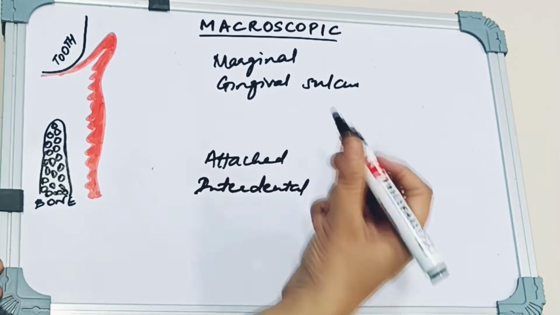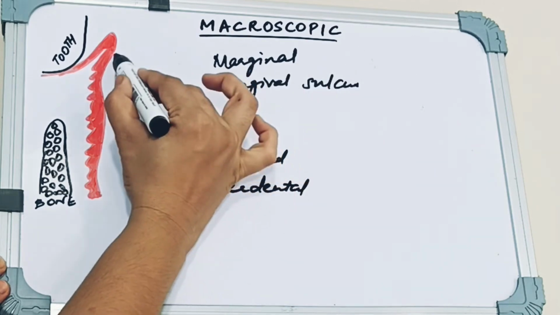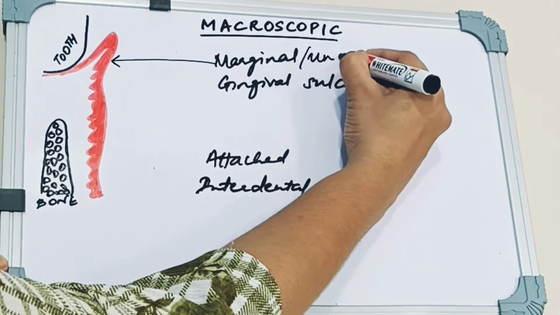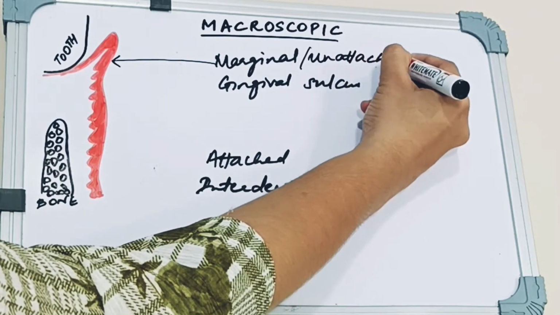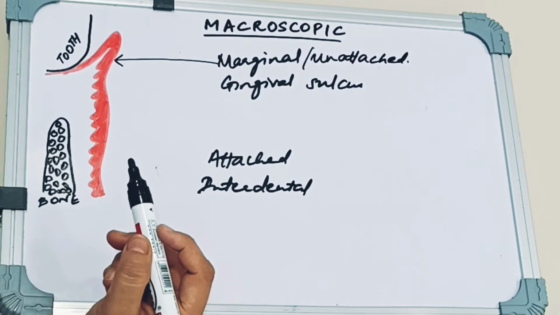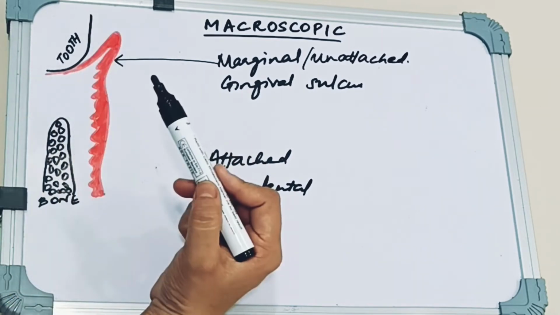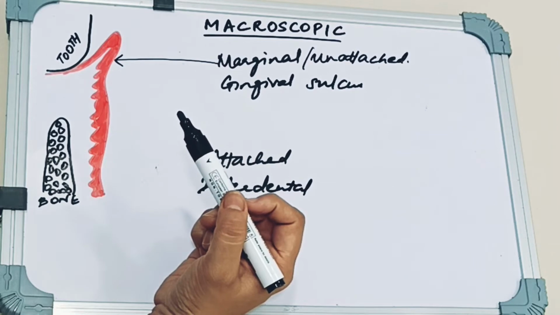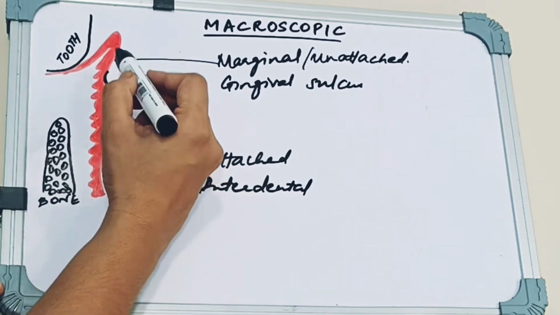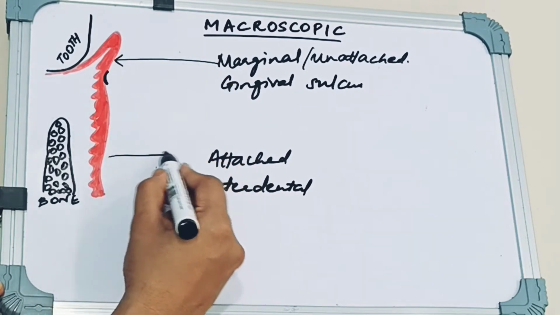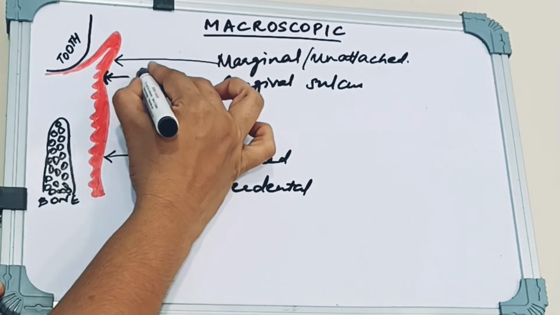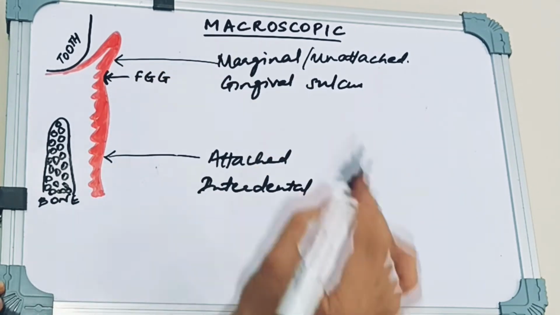Now first we will talk about the marginal gingiva. This portion is the marginal gingiva. It is also called as the unattached gingiva. Now it is the terminal edge of the gingiva that surrounds the teeth in a collar-like fashion. Now in around 50% cases, there is a shallow depression which separates the marginal gingiva from the attached gingiva. This depression is called as the free gingival groove.